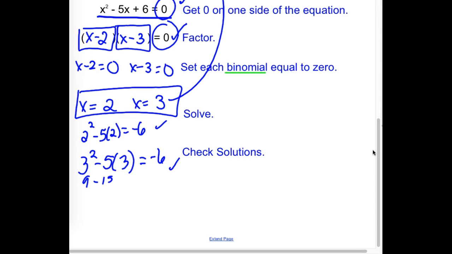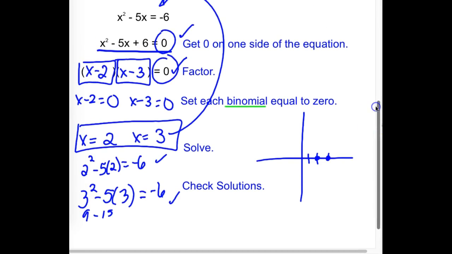Now again, going back to the idea of graphing. If we were to graph this quadratic, we are saying that our quadratic, our parabola, should hit the x-axis at a 2 and a 3. Looking at our equation, our first term was just a 1x squared. So since it's positive, our graph should open up, and we should see something like this. Does that make sense? Okay.